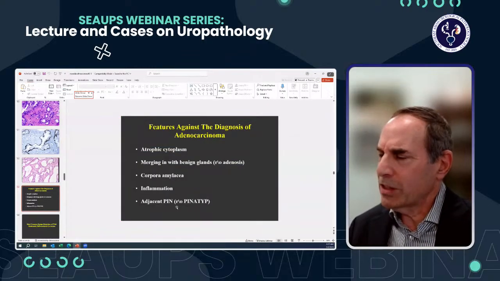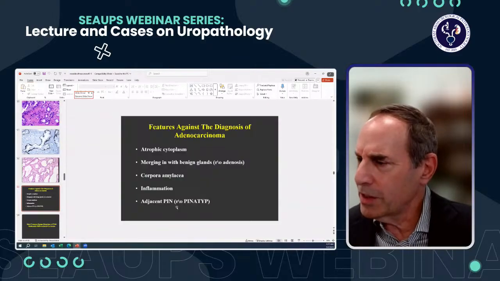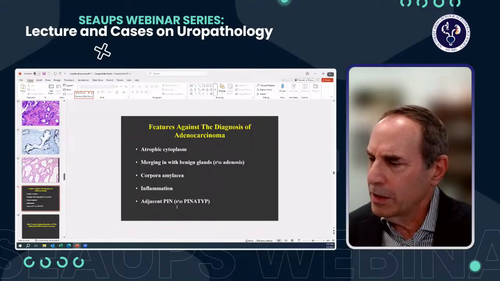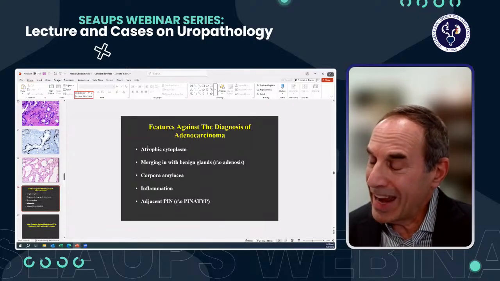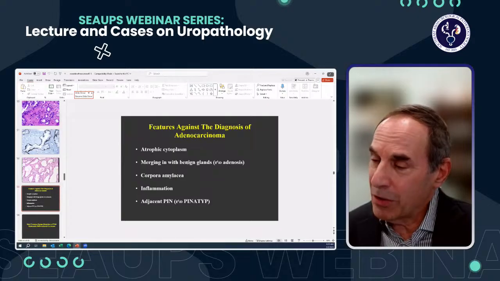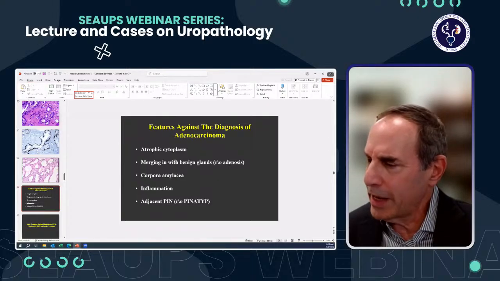Now, so far, I've been emphasizing features favoring the diagnosis of cancer. There are features against the diagnosis of prostate cancer as well. So again, you have to be careful when you see atrophic cytoplasm. That could be atrophy. I'll talk about partial atrophy as a mimicker of prostate cancer. You have to be careful when very crowded small glands that architecturally look like cancer merge in with glands that are more overtly benign, where you have to rule out adenosis. I'll talk about that as well.